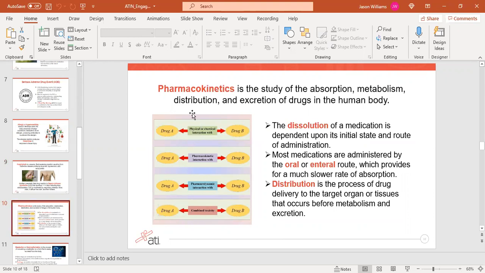And it just talks about pharmacokinetics, which is the study of the absorption, the metabolism, the distribution, and excretion of drugs in the human body. And most of the medication, when it's absorbed, goes through the liver, that type of thing. And medication is typically excreted through the kidneys. Some medications are excreted through stool. But if the medication enters the body, it has to find a way to get out.